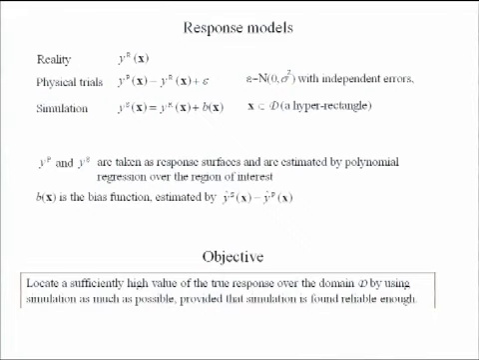The physical response and simulation response are, for us, response surfaces which we can estimate by polynomial regression over the region of interest. We estimate the bias function by the difference of the predicted model for the simulation response and the physical response, which is the general objective of this. We want to locate in the domain a sufficiently high value of the true response by using simulation as much as possible because it's less expensive, provided simulation is found reliable enough.